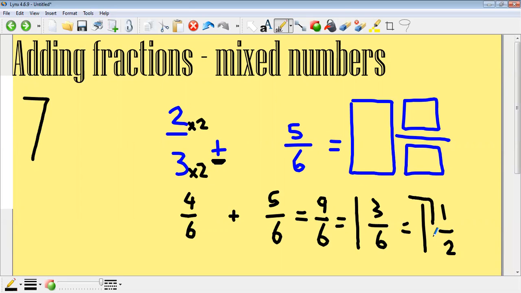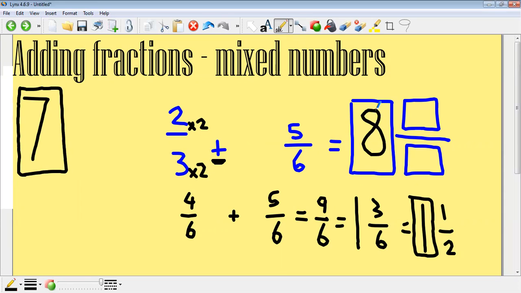Now my 1 here is a whole number, so I need to add that to that 7 that I definitely can't forget about over here. 7 add 1 make 8, and then pop a half on. Hopefully that will help you today. Good luck.